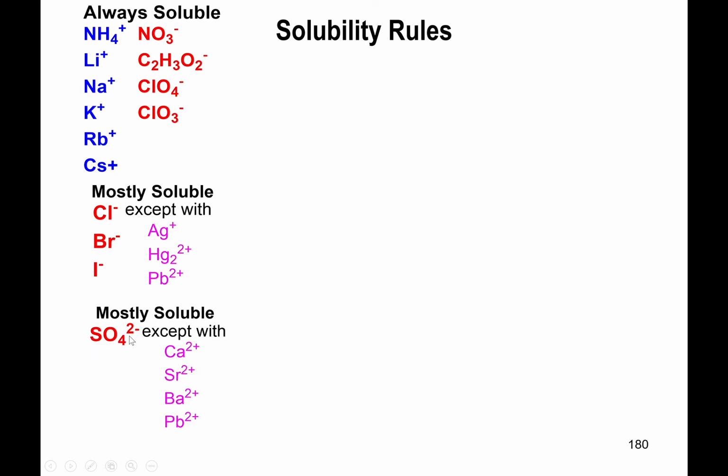Sulfate is kind of similar. You expect sulfate compounds to be soluble unless you mix them with calcium 2 plus, strontium 2 plus, barium 2 plus, lead 2 plus. Usually big cations with a 2 plus charge. That's where sulfate tends to be insoluble. We will investigate the reasons for why this is later in the class.